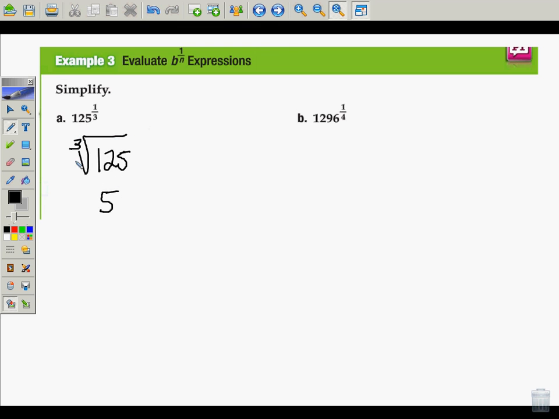Okay, same thing with 1,296 raised to the 1/4. Understanding that since it's raised to the 1/4, that is the 4th root of 1,296. And when you type this into your calculator with the x root button, 4, then 1,296, equals, you would get 6. So whatever it's raised to when it's 1 over something, you're just taking that root.